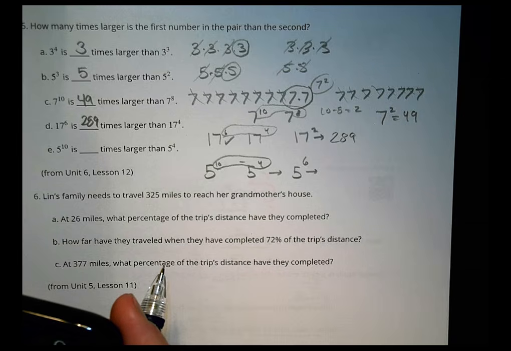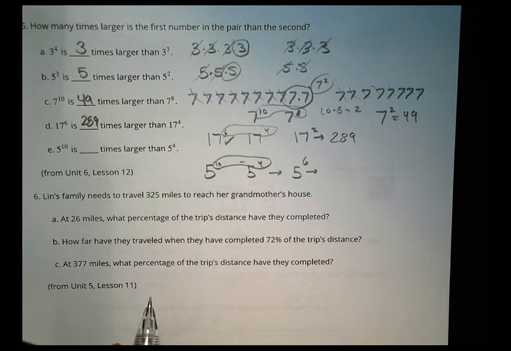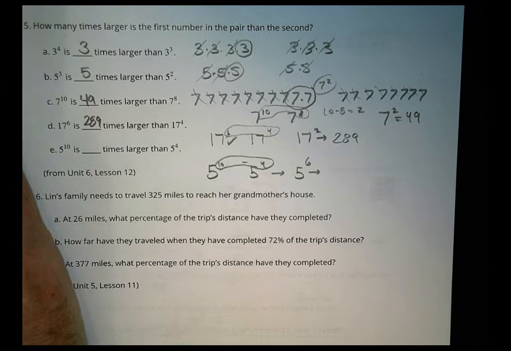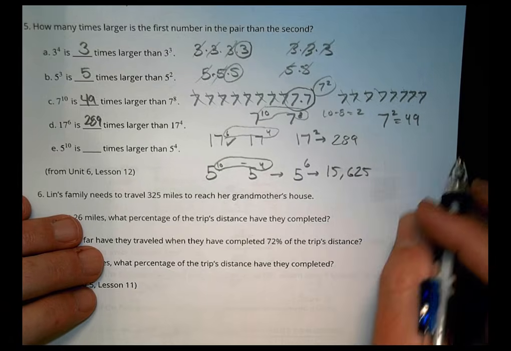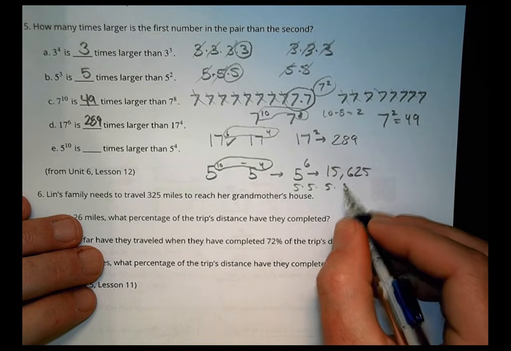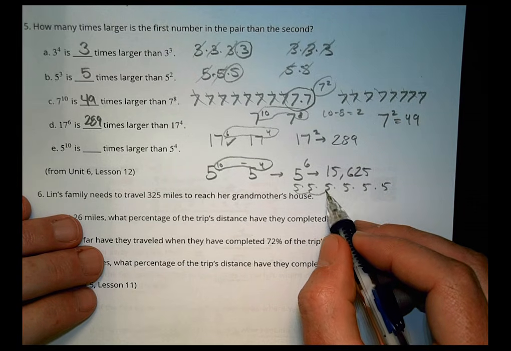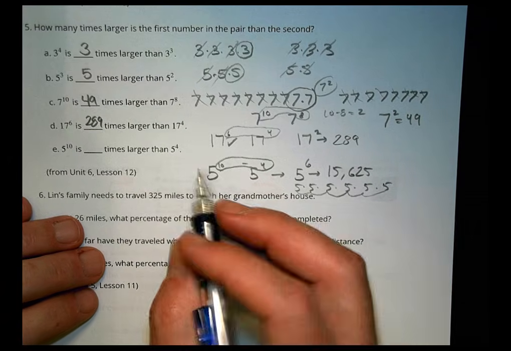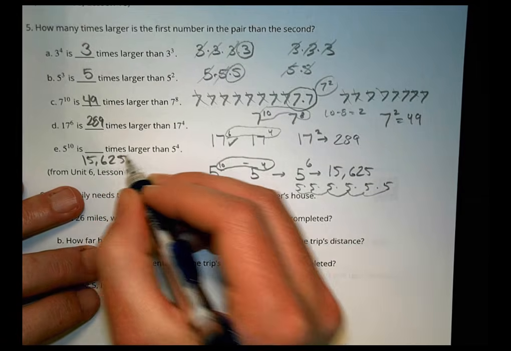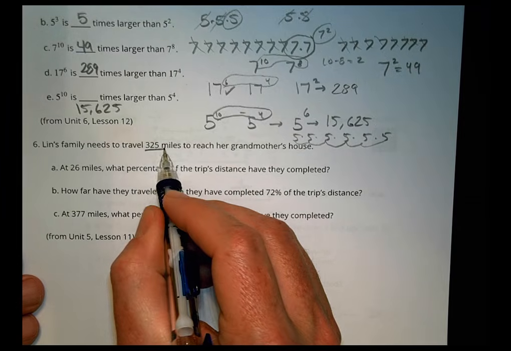Okay, so let's go with 5, 2, 3, 4, 5. All right, times one more, 6. So I got 15,625. I don't know if that's right or not. 5 times 5 times 5 times 5 times 5 times 5. It's a lot of 5s. This is 25, times 5 is 125, times 5 is 625, times 5 is something big, 3,000-ish, times another 5, 15. Yep, that sounds about right. So 15,625. Crazy number.